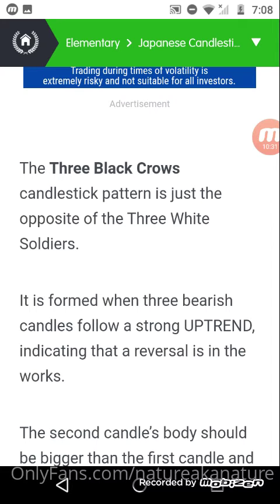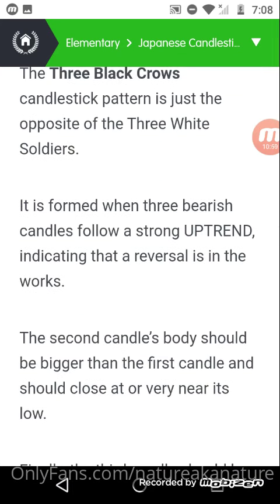So you'll see it after a strong uptrend, and it's a reversal pattern. It's a reversal triple stick pattern that you'll see after some type of strong uptrend, which then went into consolidation before making the decision whether it wants to reverse or continue going up.